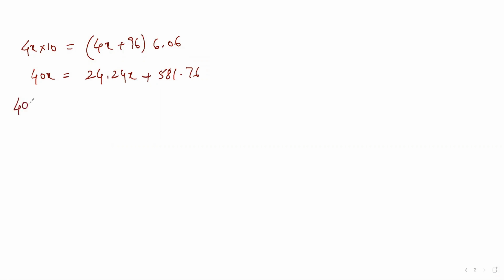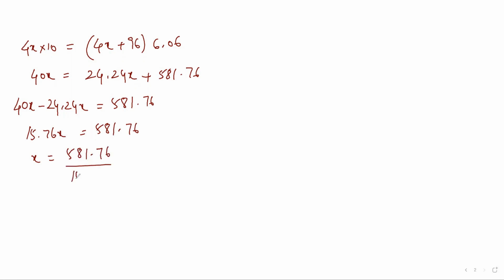Bring it here. 40x minus 24.24x is equal to 581.76. Now do it. 40x minus 24.24x is 15.76x. Check it once again. Sir, 15.76. 15.76x is equal to 581.76. Then x is equal to 581.76 by 15.76.